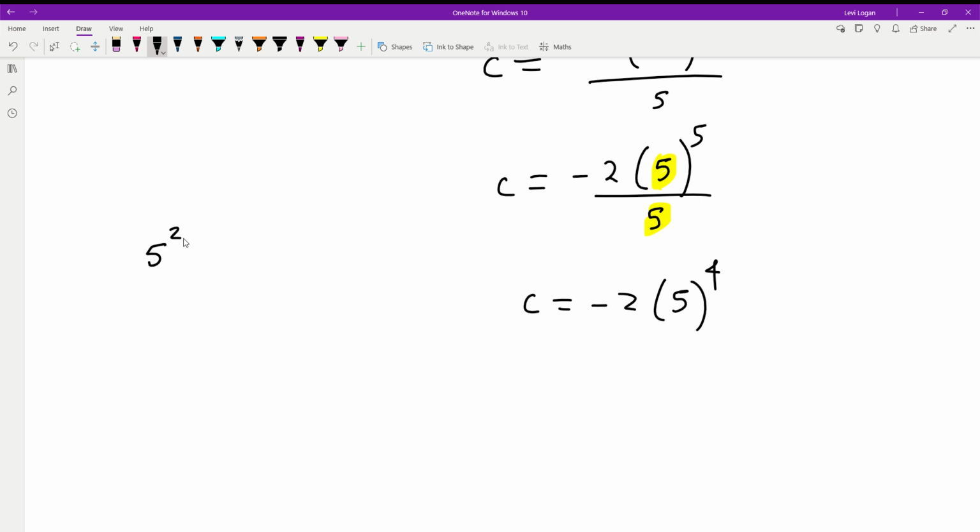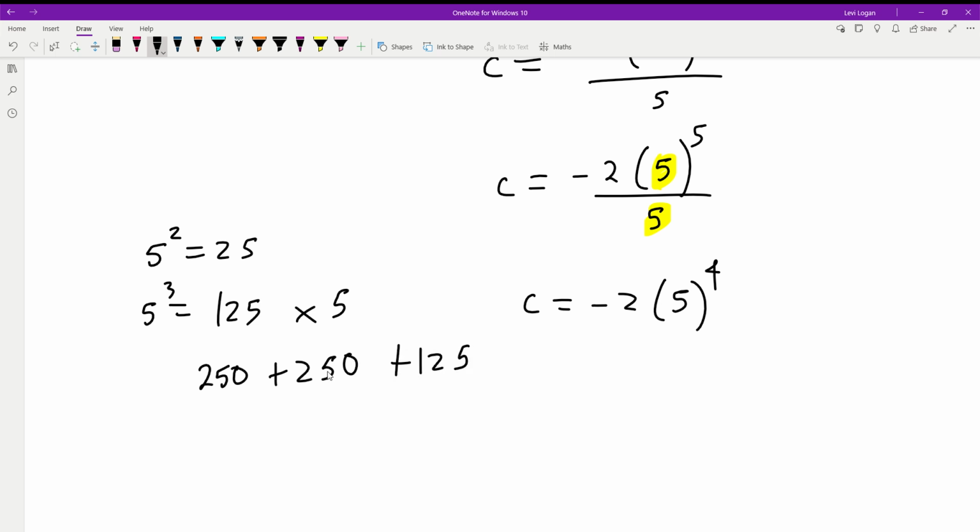So 5 squared is 25. 5 to the power of 3 is 125. So just multiply that by 5. So that would be 250 plus 250 plus 125. So that's going to be 500 plus 125. So my guess would be 625. Now I'm going to double check in the calculator because I'm not going to be editing this video at all. So 5 to the power of 4, yep, 625.